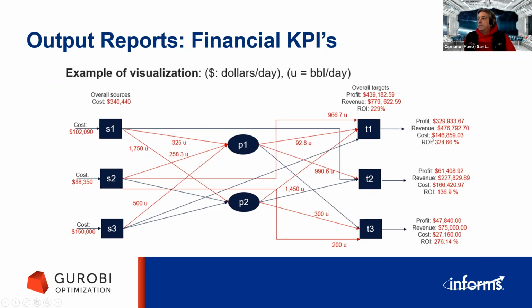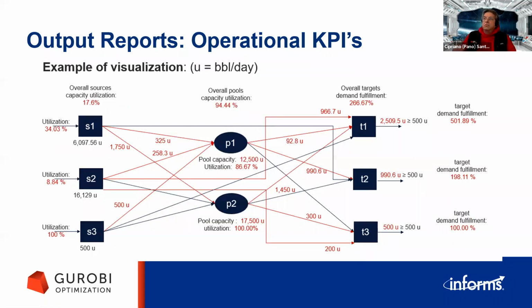And as you see, target node one is very profitable. About 75% of the profit comes from this target node. And there are other KPIs that you can produce here that I'm calling operational KPIs. So you can compute the capacity utilization at the source nodes, which is 17.6%, and the utilization of each of the source nodes. So you see that this source node is fully utilized. So there might be advantages of buying more oil from these.